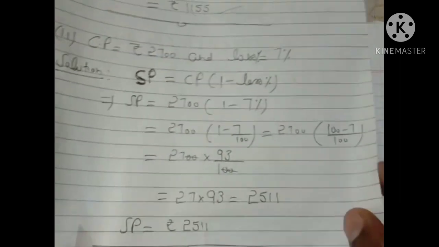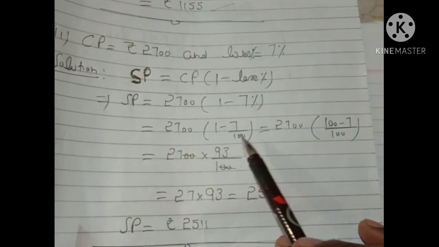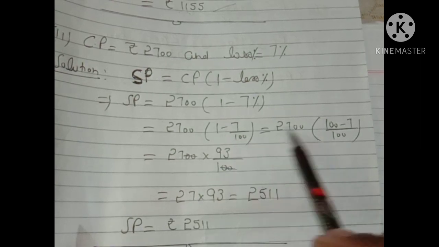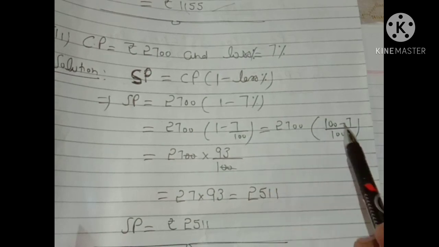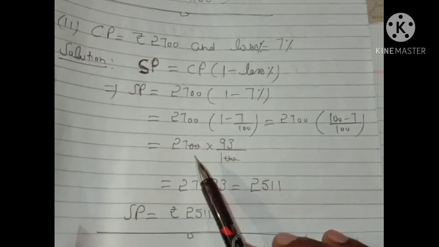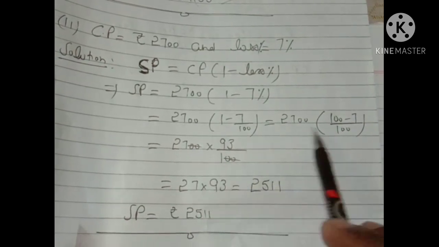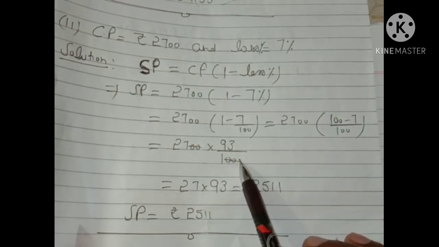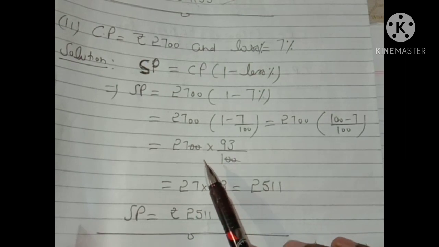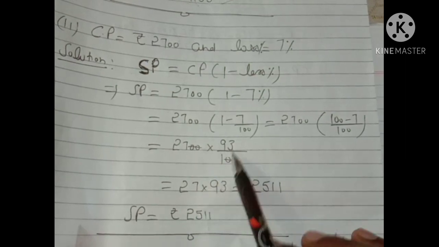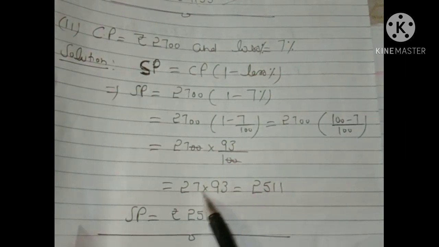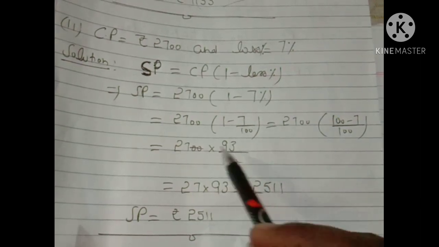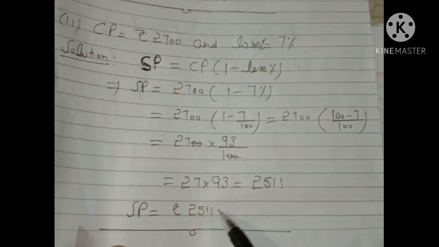And now you can see in the next step you have to take the LCM. It will become 2700 as it is, and now you can see 100 into 1, it will become 100 minus 7 over 100. And now you can see it will become 2700 into 100 minus 7, it will become 93 over 100. And now these two zeros are cancelled with each other. Now you can see this is 27 into 93, and by multiplying these values it will become 2511. So it means in this case the selling price is 2511.